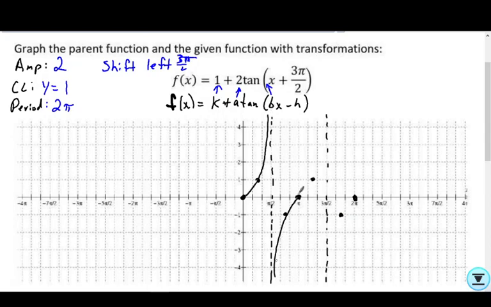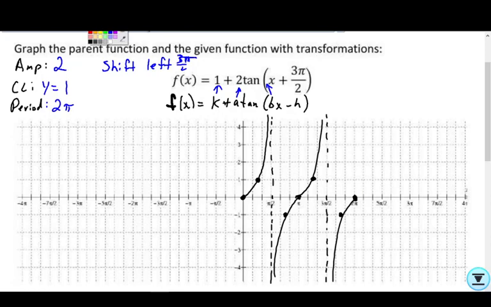So again, think of these as quadrants. From 0 to pi over 2 is quadrant 1, where tangent is positive, pi over 2 to pi, quadrant 2, quadrant 3 positive, quadrant 4 negative. So it kind of makes sense. Okay?